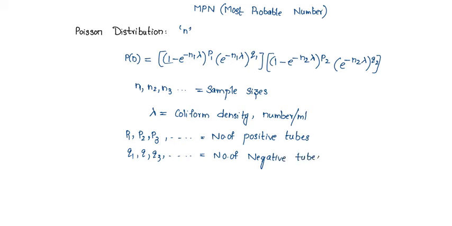Our MPN per 100 ml will be the lambda corresponding to the maximum PD, the lambda corresponding to the maximum value of probability of dilution.